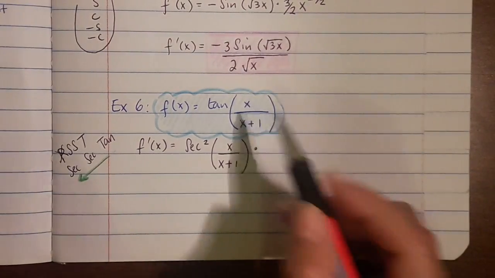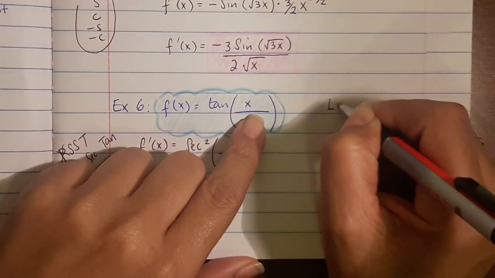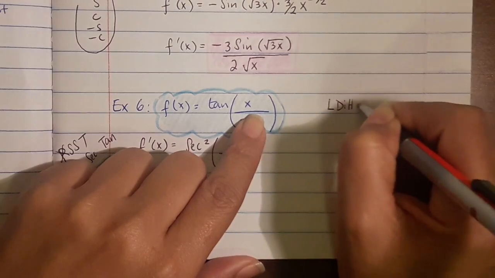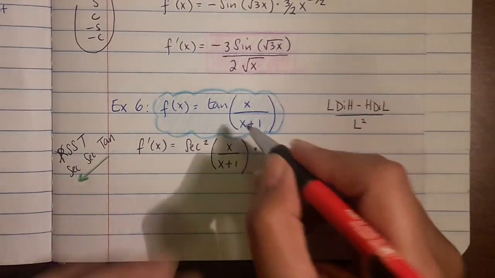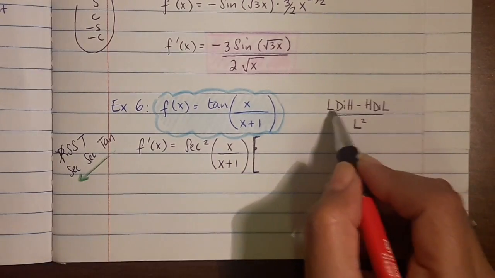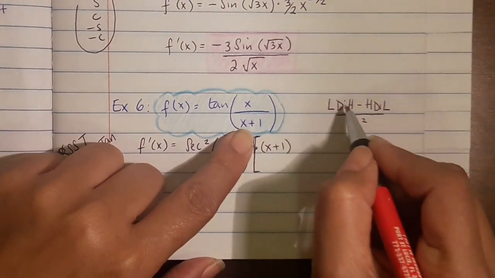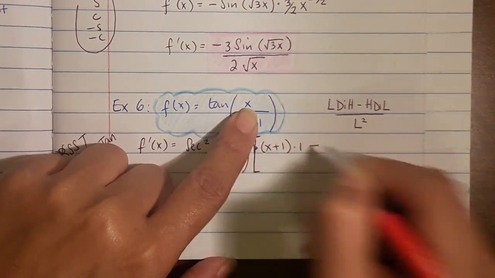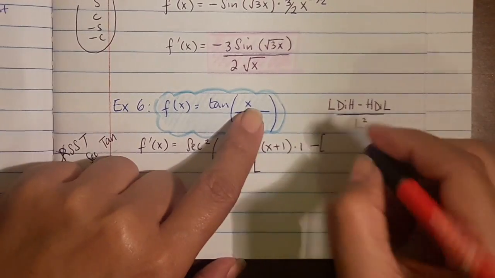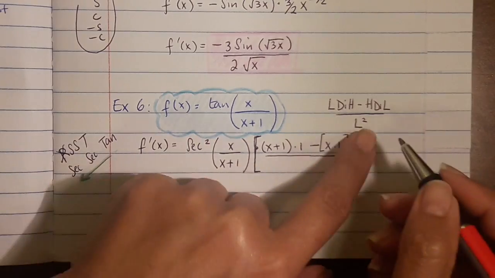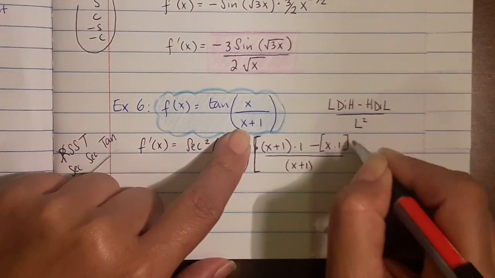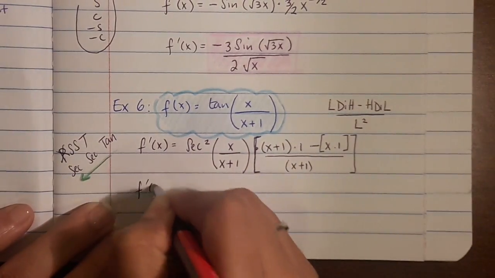So for the derivative of this, we need to do a quotient rule. So low d high minus high d low all over low squared. So let's go ahead and do that. Low d high, so the low is x plus 1, times the derivative of the high, which is 1, minus high, which is x, times the derivative of the low, which is 1, all over low squared, x plus 1 squared. Alright, so let's tidy that up a little bit.